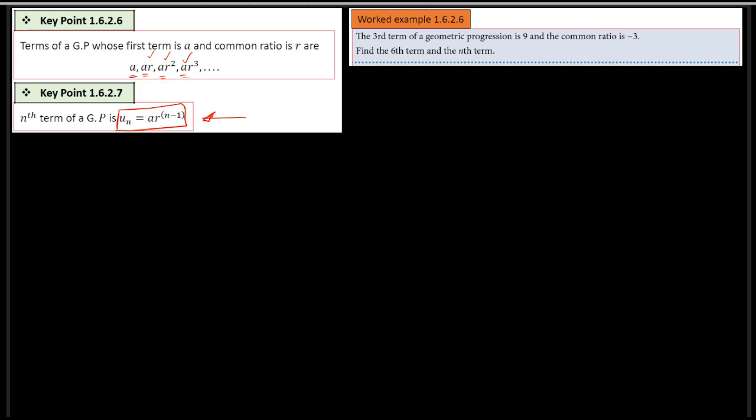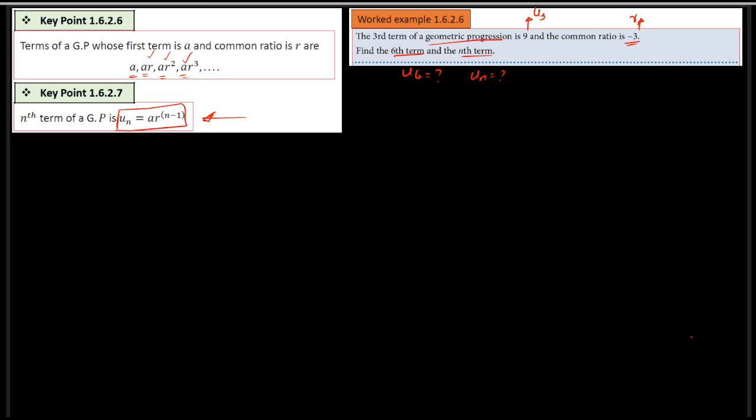Now moving towards an example. The third term of a geometric progression is 9. So we are given the third term, u3 is 9, for a geometric progression. And the ratio is -3, R is -3. Find the sixth term and the nth term. So we need the sixth term and the nth term of this progression, whose third term is 9 and the ratio is -3.